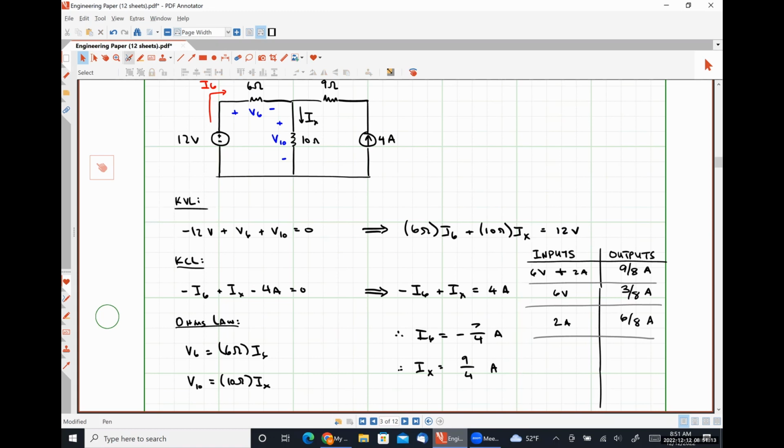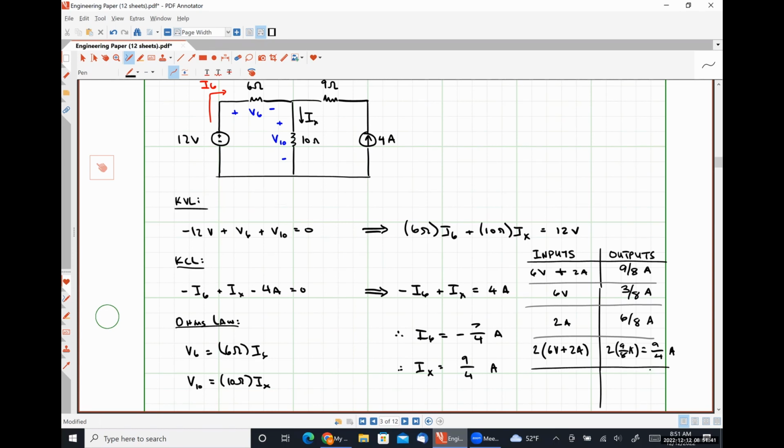So just as a quick observation, when we applied twice 6 volts plus 2 amps, we got twice 9/8, which was 9/4 of an amp. Okay.